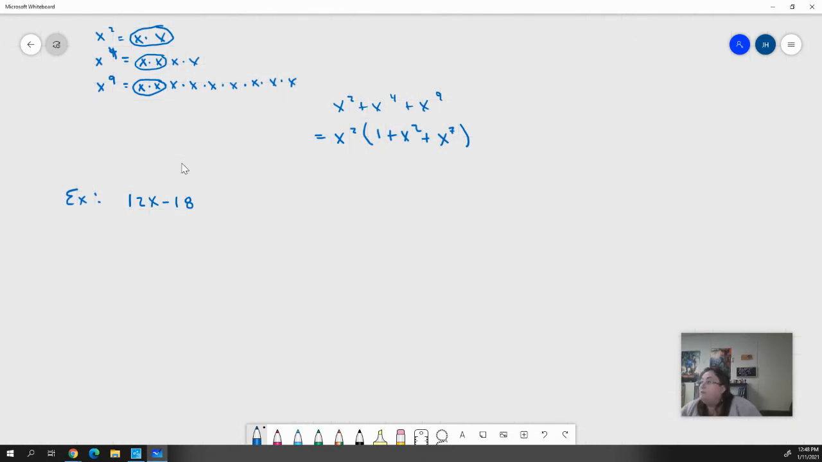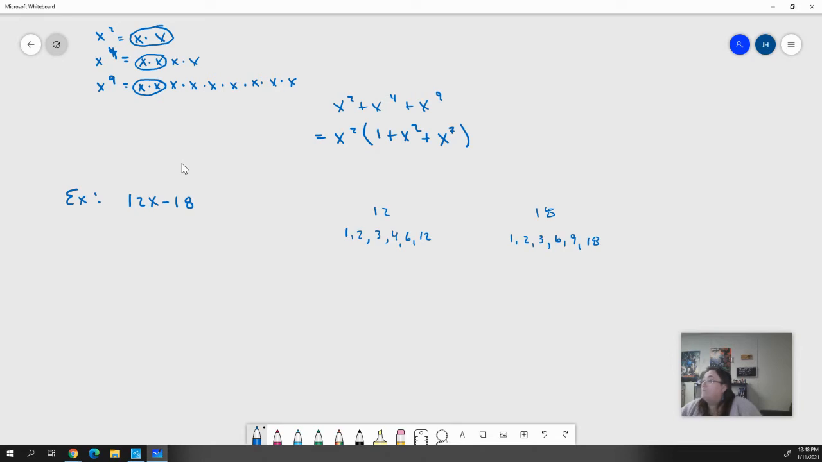If I look at 12 and 18 and their factors, right, I go, okay, well, 12 has a factor of 1, 2 goes into it, 3 goes into it, 4 goes into it, 6 goes into it, and 12. Those are my only factors of 12. My factors of 18, I've got 1, 2, 3, 4 doesn't go in, 5 doesn't go in, 6 does, 9 does, and then 18 does.